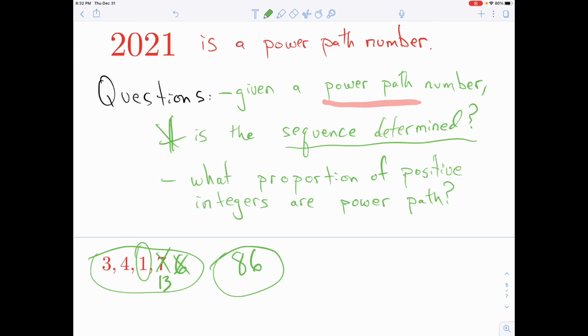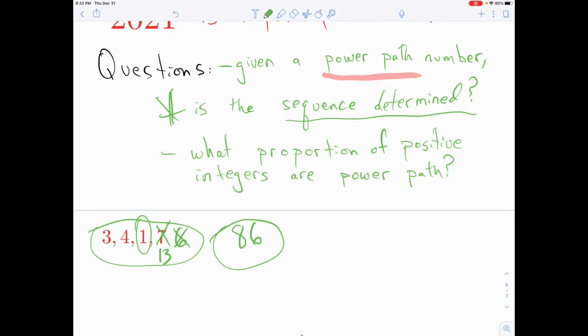Another question we could ask is what proportion of positive integers are power path numbers? And so the way we'd have to ask this is we'd have to say let pi of n be the number of power path numbers less than or equal to n, and then we'd have to take the limit as n goes to infinity or something like that, right? In the typical way. So we'd have to find some version of this question.